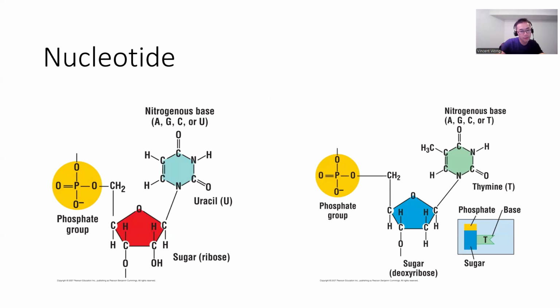So here we have 2 nucleotides. We have the phosphate, we have the sugar, and we have the nitrogen base. I want you to pay attention to the sugar. On carbon number 2, we have an OH, and on carbon number 2 here, we have an H. So this one is deoxyribose, it is missing an oxygen, right? So that would be a nucleotide for DNA, whereas this one is a nucleotide for RNA.